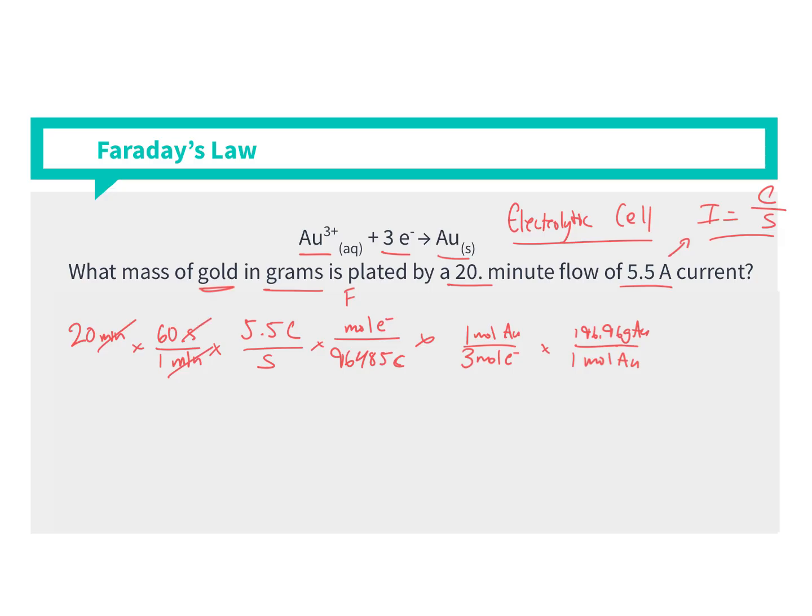Now we can go through. Minutes cancel with minutes, seconds cancel with seconds, coulombs cancel with coulombs, moles of electrons cancel with moles of electrons, moles of gold cancel with moles of gold. And finally, I'm left with 4.5 grams of gold.